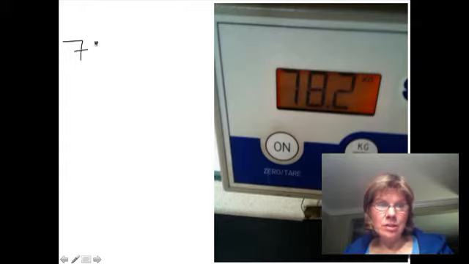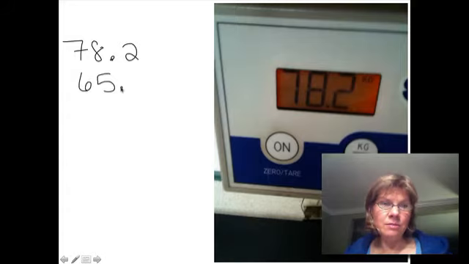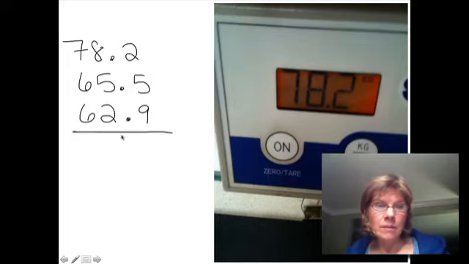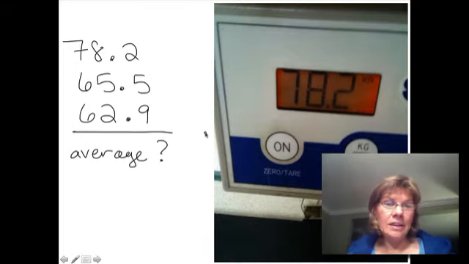So if you get on the scale and you weighed 78.2 kilograms, and your friend gets on the scale and weighs 65.5 kilograms, and somebody else gets on the scale and they weigh 62.9 kilograms, and you would like to know the average, then what you would have to do is to add up these three and divide by 3. And let's see what the result is.